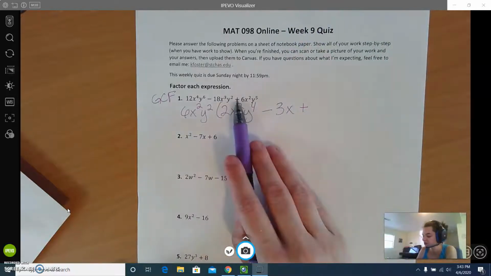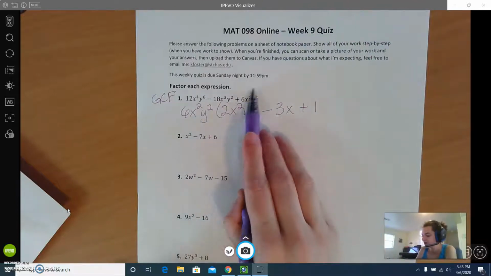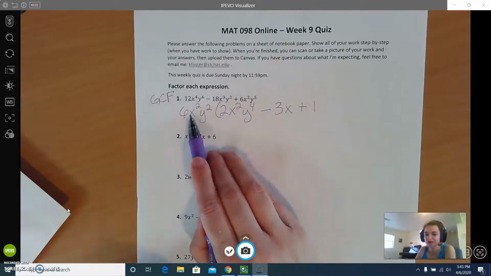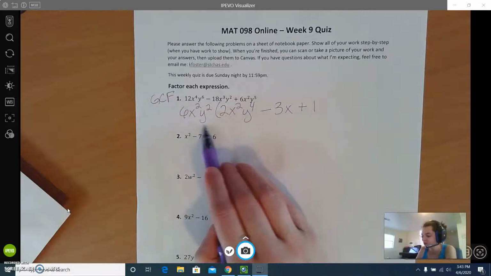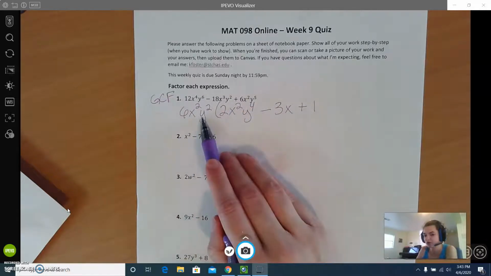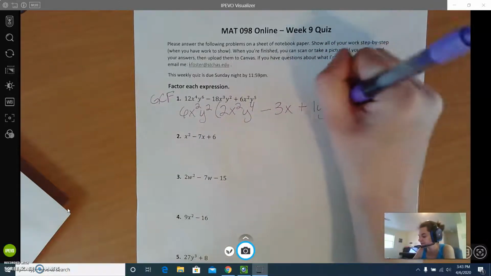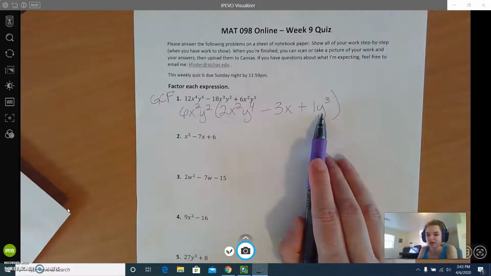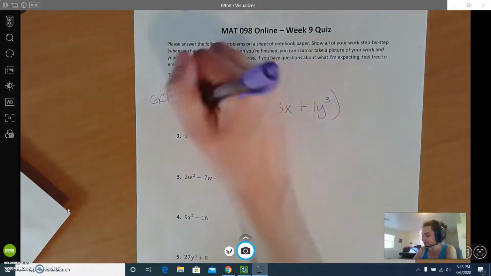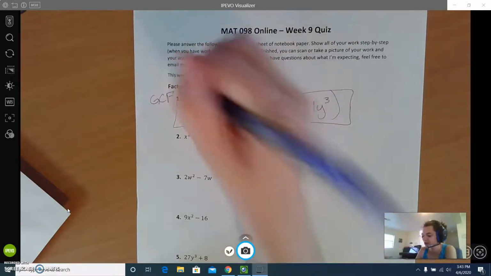6 times what gives you 6? 6 times 1 gives you 6. We had x squared, and we factored out x squared. We don't have any x's left. We have a y to the 5th, and if I take out y squared, that would be taking away 2 of those y's. You would have y to the 3rd left over. And that 1 y to the 3rd, you can also just write as y to the 3rd. And that's the best I can do. So that's what it looks like to factor out the greatest common factor.